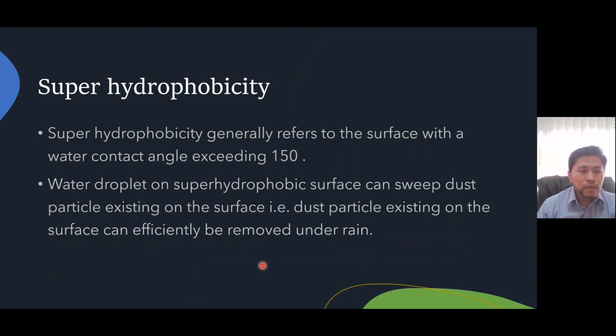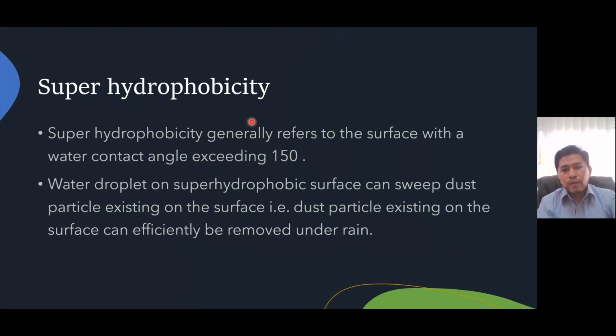Now we move on to the concept of super hydrophobicity. So what is super hydrophobicity? It generally refers to a surface with a contact angle exceeding 150 degrees. And a water droplet on a hydrophobic surface can sweep away dust particles existing on the surface. For example, dust particles existing on the surface can efficiently be removed by rain.